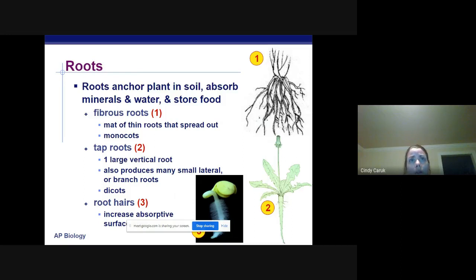These can also have a symbiotic relationship with fungi, mycorrhizae. So the fungus gets sugar from the plant, but it also is increasing the surface area even more in the roots so that the plants get even more water and minerals.